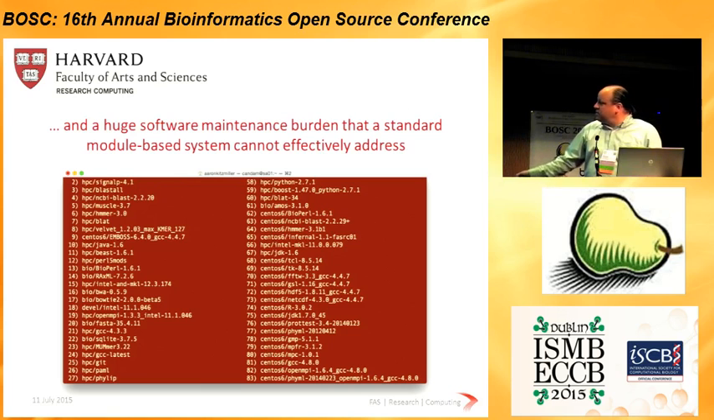This is the printout from somebody's module list. It's a partial printout. It goes down to 111. If you look at this in detail, honestly, I have no idea what's actually being run at any given moment in this person's environment.